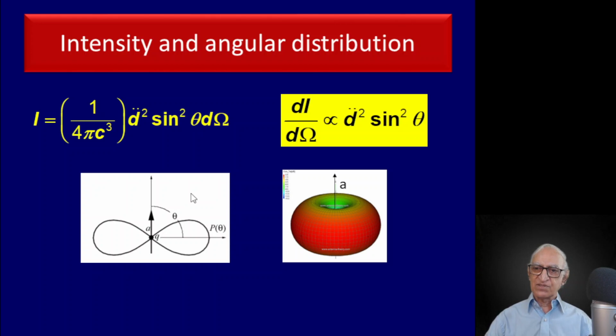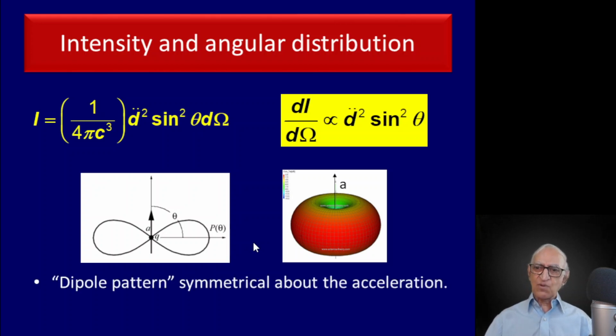Now, please remember that this radiation is going in all directions, and what I have drawn here is a projection. And therefore, the real radiation pattern, which is this, rotated about the z-axis, will look like a donut with a hole in the middle. So this is sine squared theta, and this is a three-dimensional representation. So the dipole pattern is symmetrical about the direction of acceleration. In other words, the specific intensity or the energy flux is zero in the direction of acceleration.